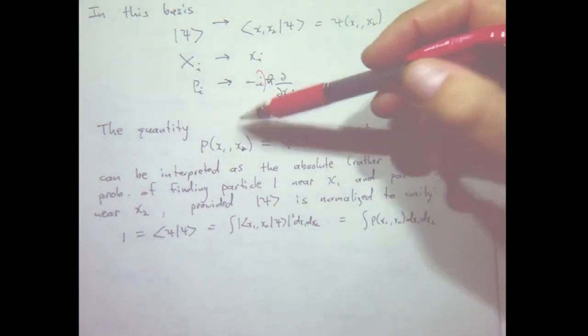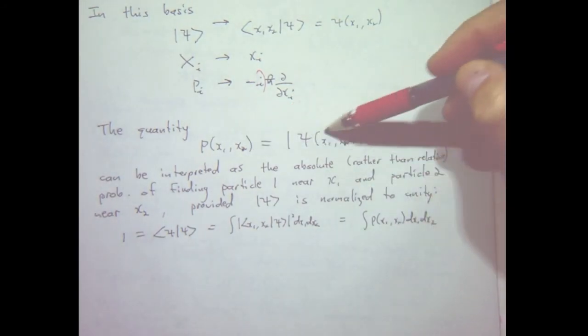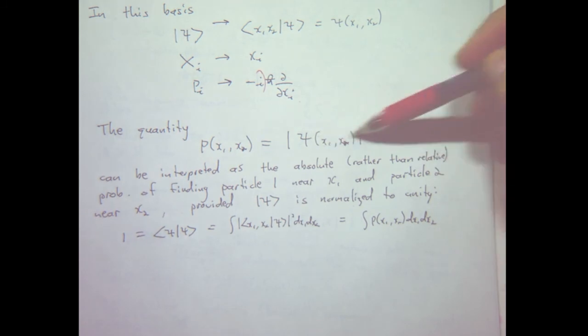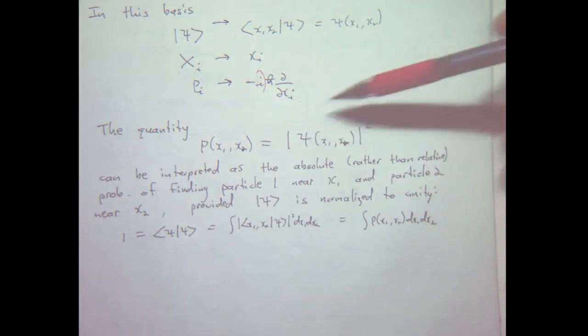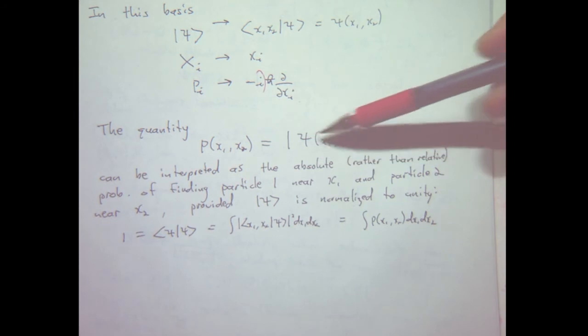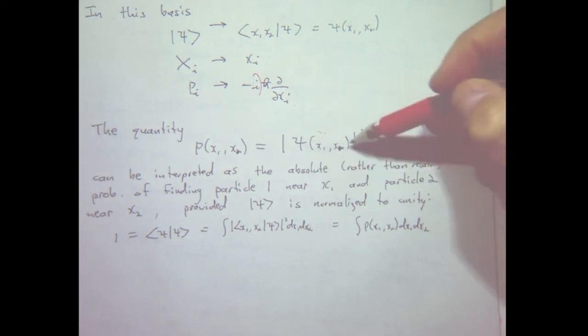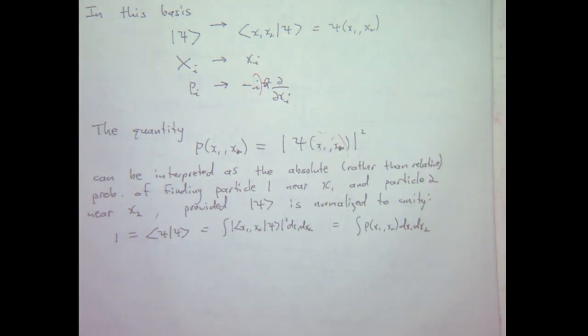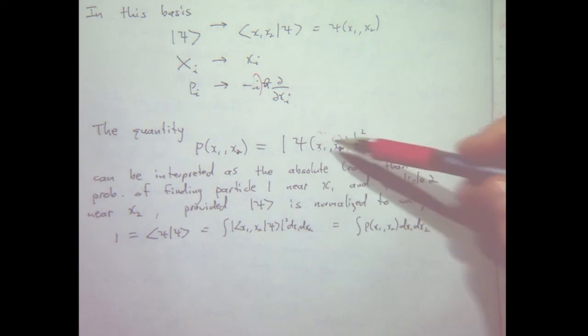And then if you take the modulus of this function of two variables squared, that is interpreted as the probability of finding particle 1 near x1 and particle 2 near x2, as long as psi is normalized.